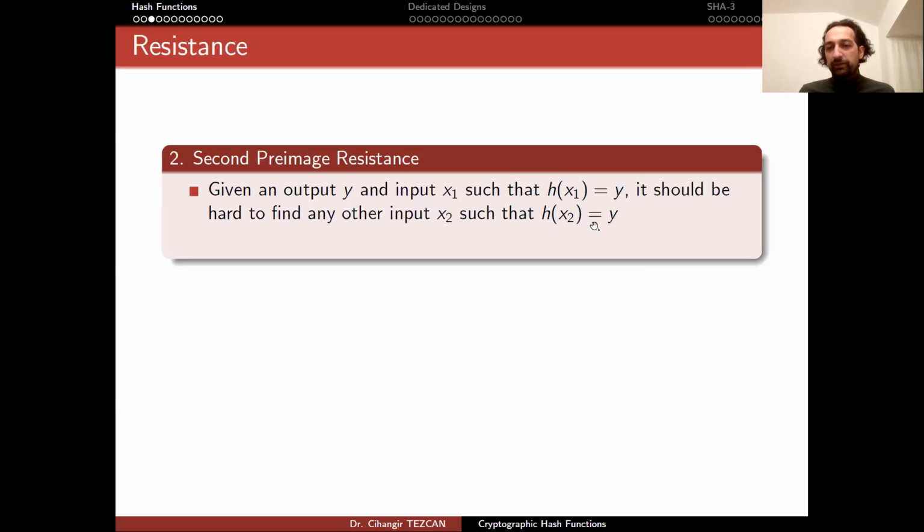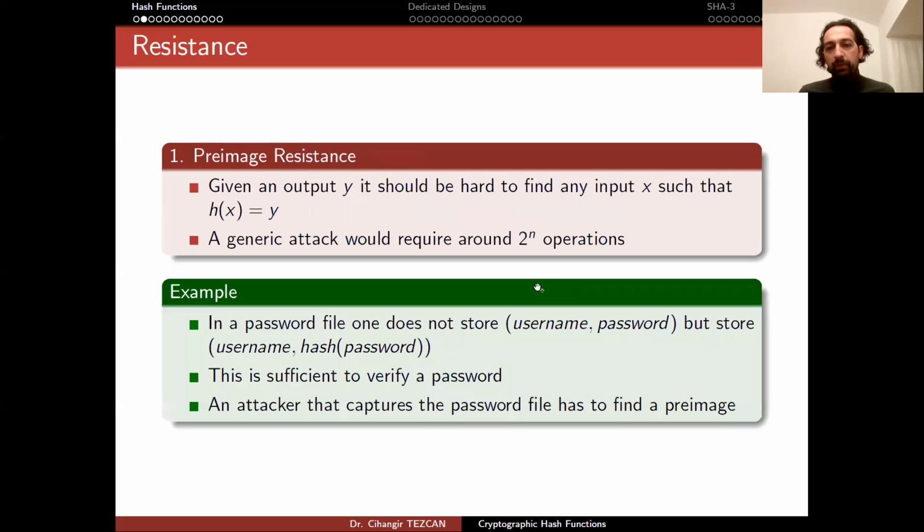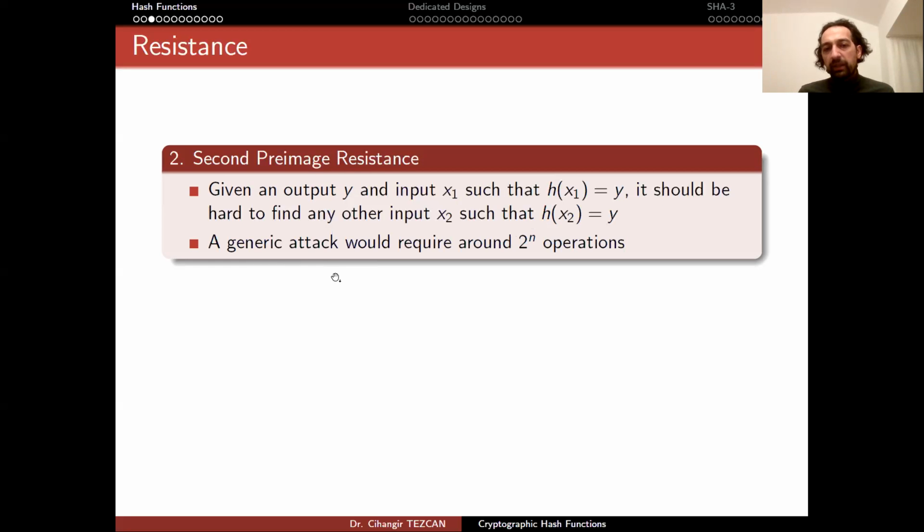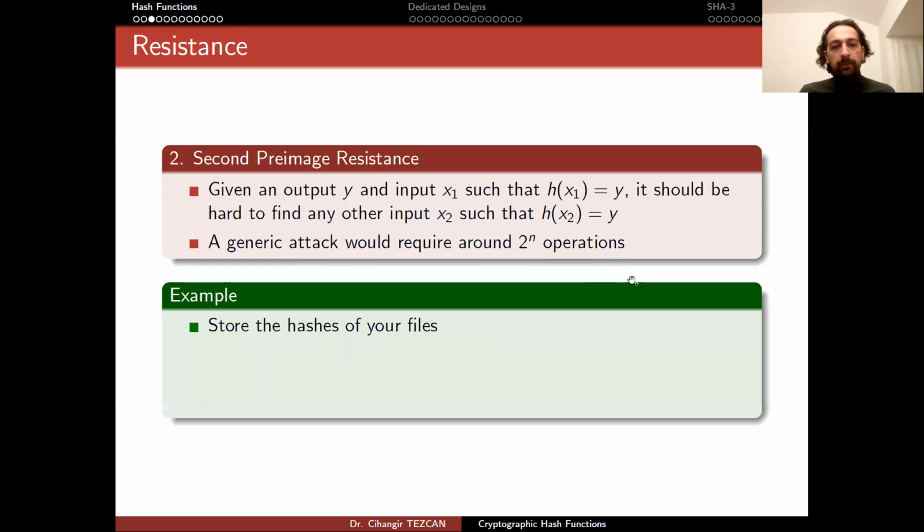So you can always find such an input x2, but we require the hash function to be secure against second pre-image attacks, so that other than brute force attacks, there shouldn't be any way to find such an x2. And if you perform a brute force attack, you have to try around 2 to the n different x2 values and check if each one provides you y. With around this many operations, you will find such an input.